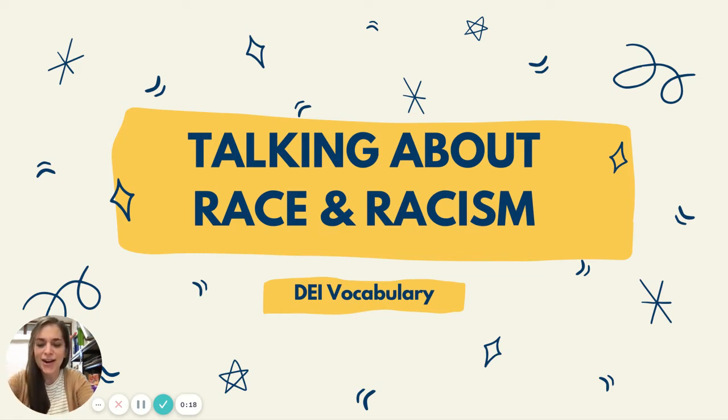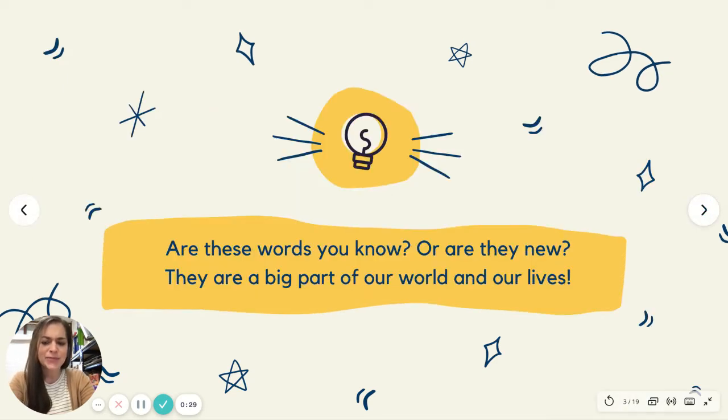These, again, are our vocab words that the DEI is bringing to you in your classroom via the morning announcements. Race and racism. Let's talk about this. Are these words you know, or are they new? Because race and racism are a big part of our world and our daily lives. And really, they're super important to talk about and understand, to better understand the world around us and to better understand current events, and again, the things happening in the world right now. So I'm excited to be here to talk to you about these things.